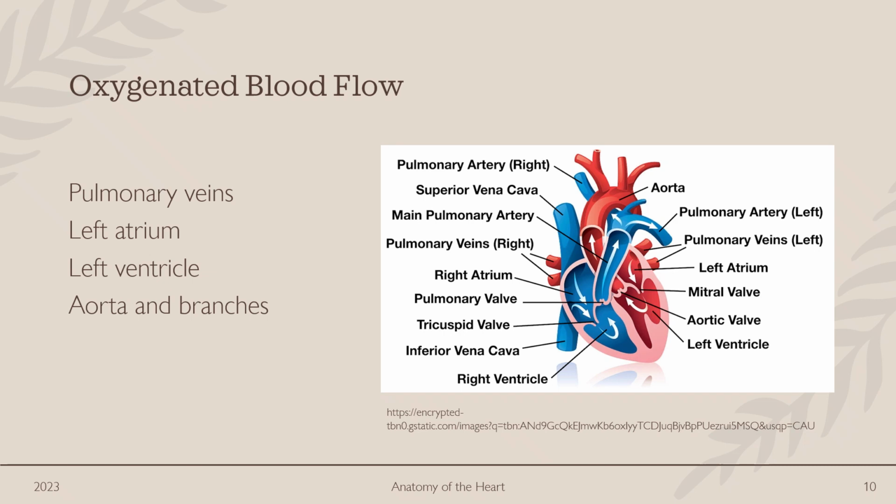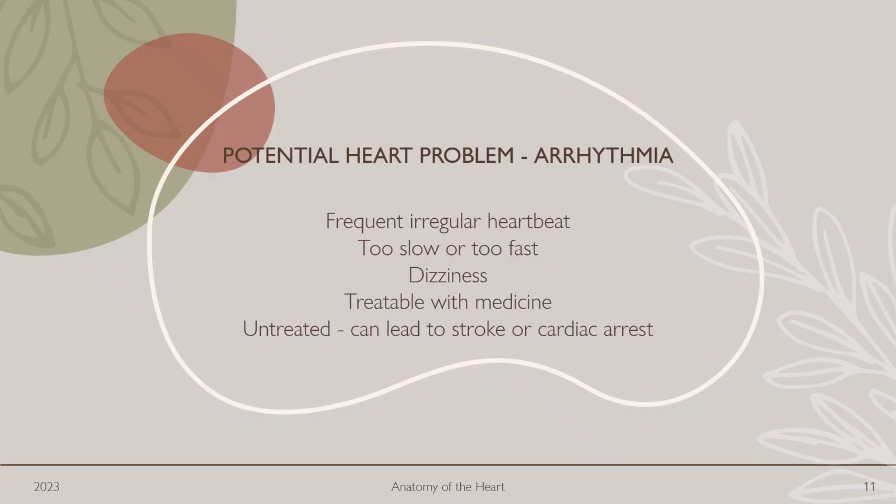After the blood is reoxygenated by the lungs through the pulmonary circuit, the blood returns to the heart via the pulmonary veins. The oxygenated blood will then move from the pulmonary veins into the left atrium. The blood from the left atrium passes through the mitral valve into the left ventricle. From there, the oxygenated blood moves into the aorta and its branches in order to return to the body to provide oxygen.